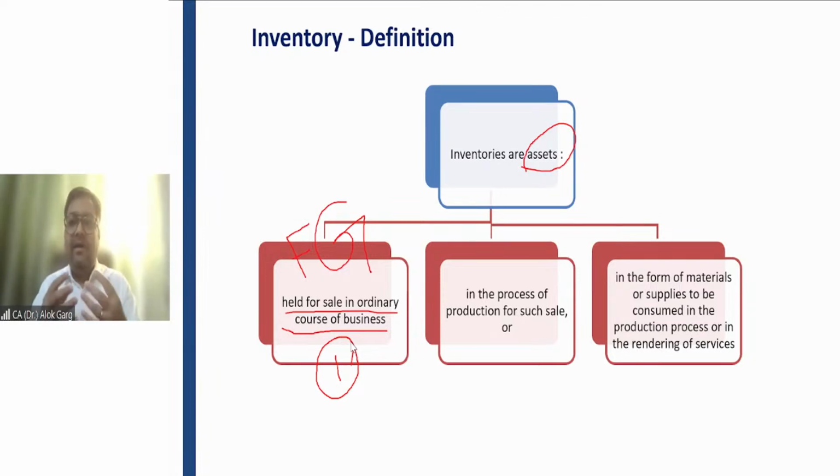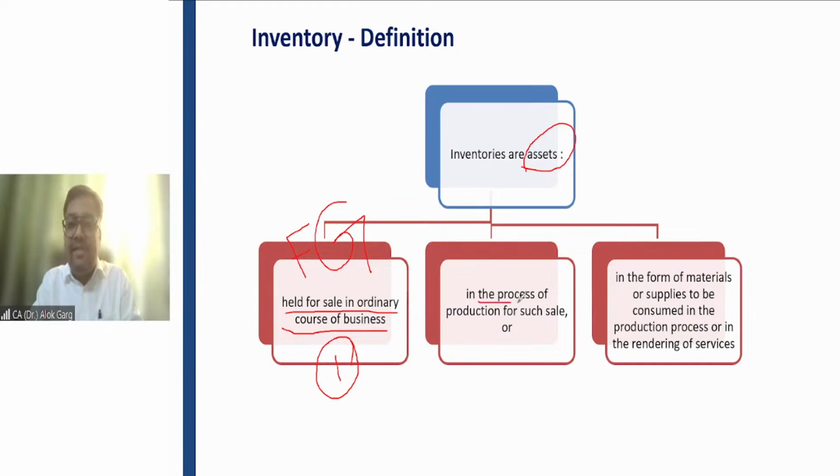Because the bread and butter, the business model of Maruti Suzuki India Limited and Tata Motors Limited, is to sell the car in the ordinary course of business. They are manufacturing and they are selling cars. This is in the ordinary course of business. Right? Very good. So, friends, inventories are finished goods which are held for sale in the ordinary course of business.